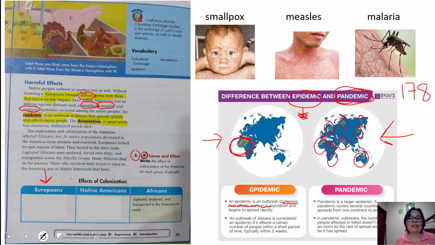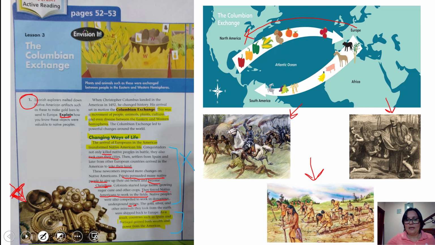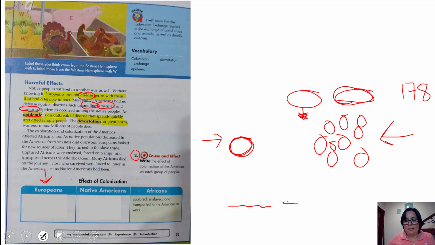So, what effect did colonization have for European people? Was it a good effect for them, or a bad effect for them? It was good, right? For them, for European people. If you return to page 52, here we can see the effect for European people. Read it again and you are going to find that it was a good effect for European people. So, what was that effect? Europeans gained what? Money or wealth, and also power or control. So let's answer.